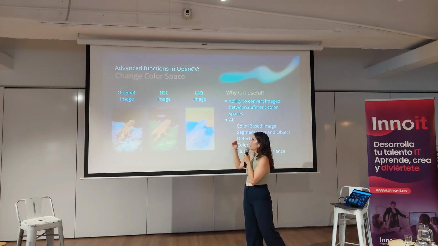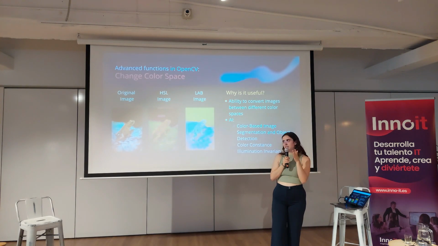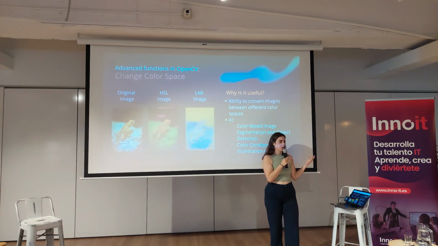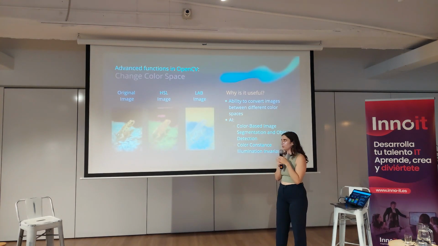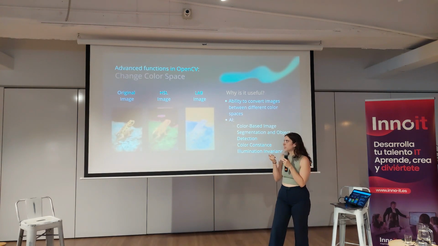For instance, you can use HSL or LAB. HSL stands for hue, saturation, and luminance. So you can get the information of these three types of values in different channels, and you can work with each of them. You can adjust whatever you want, and it can help you with segmentation, or help you define things that you want to define in your image.